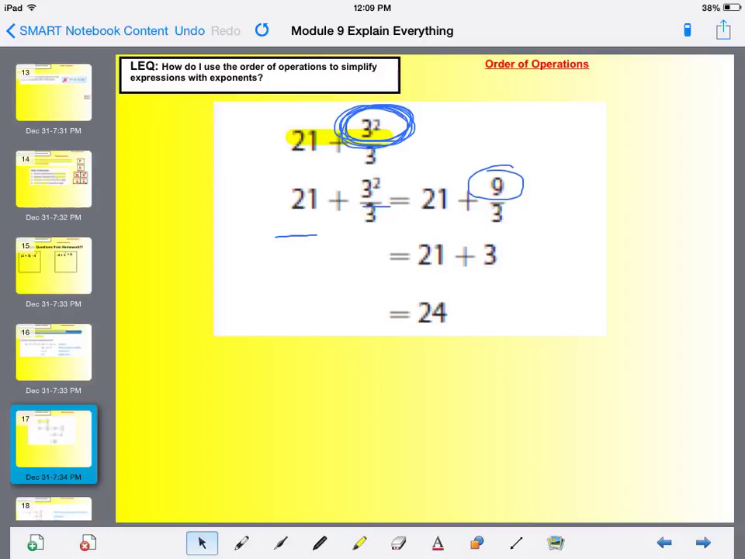We understand that this fraction bar means divide. So it's multiply, divide, whatever comes next. So we divide 9 divided by 3, and that gives us 3. We rewrite the rest of the numerical expression, which is 21 plus 3, and the answer is 24.